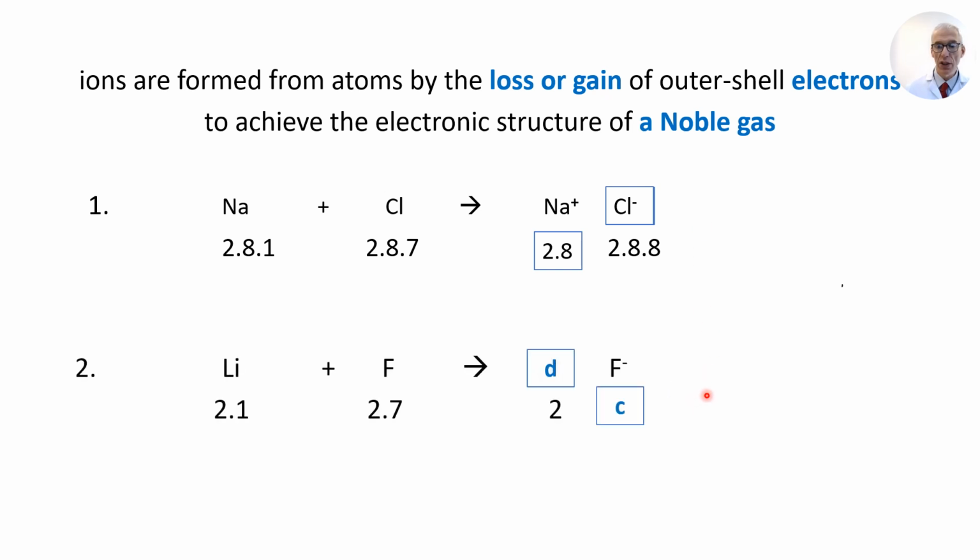Here's a second equation. Pause, complete the equation with the missing information, and come back to check when you are ready. Okay, so lithium has lost an electron to become Li+, the lithium 1+ ion. Fluorine 2,7 has become the fluoride ion by gaining an electron, so the electron arrangement is 2,8.